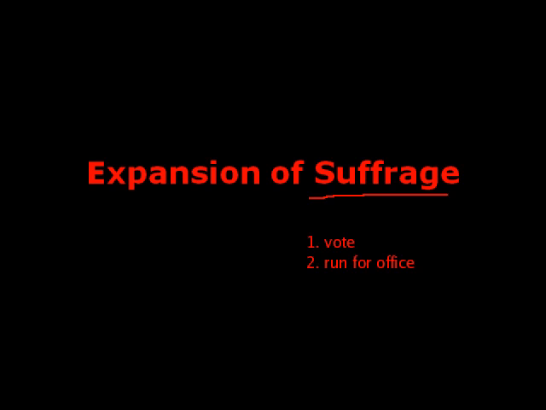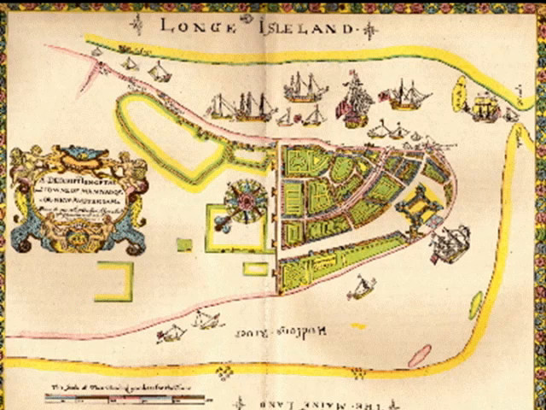Women might have had the right to vote, but not the right to run for every office. Okay, so expansion of suffrage has moved forward slowly, piece by piece. You should know that the federal government has control over who votes in federal elections, and then states control who votes in state elections.